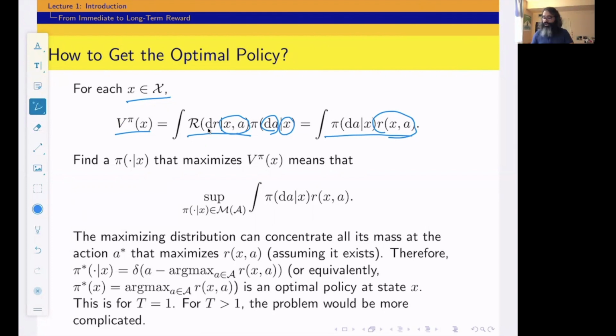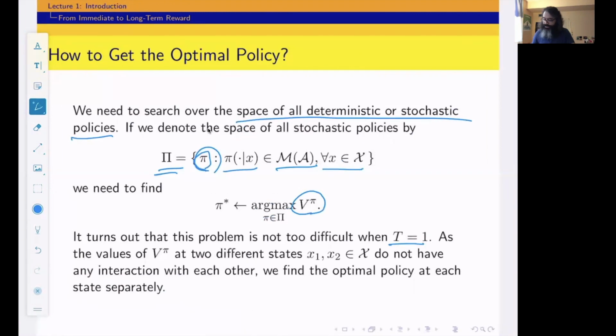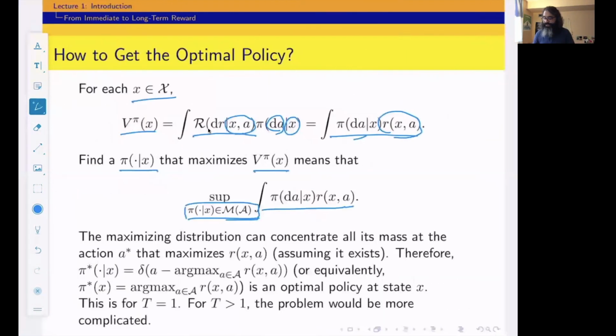So you see that it's related to r of x and a that we had before, but it depends on the policy, the weight that the policy gives to each of the possible actions. Now if we want to find a policy pi that maximizes v pi, we can focus on each of the states and compute this maximizer or supremum. So the supremum over all possible distributions defined for state x of v of pi at x. That's the same as what we had in the previous slide, but I'm just focusing on a specific state x.